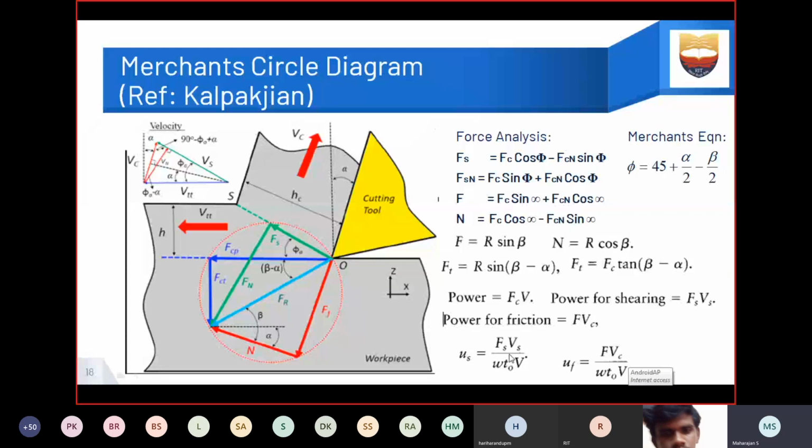In the merchant circle, the cutting tool is here. We have alpha. Some notation may be different because I took it from the Kalpakjian book. Here the notation is alpha. In some other books, like the IIT Kharagpur professor's book, the rake angle is mentioned as gamma. So you don't bother about the notations. You bother about the concepts. That is what I'm telling.